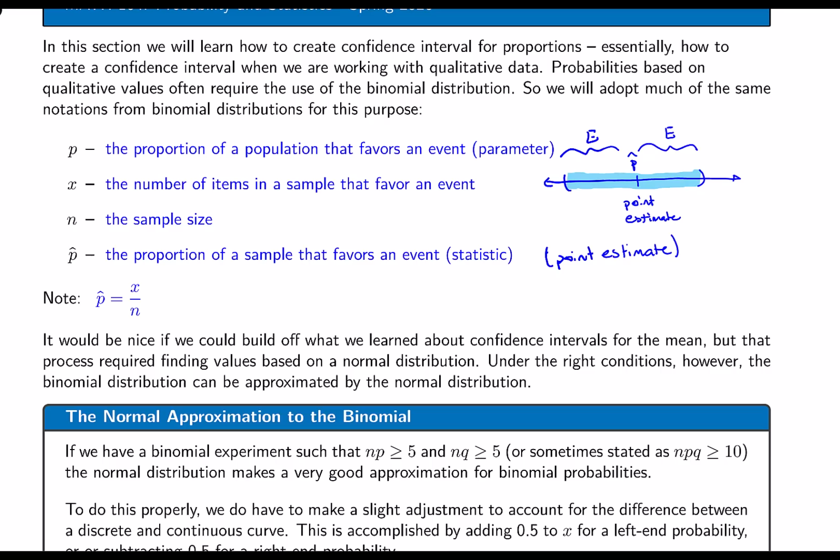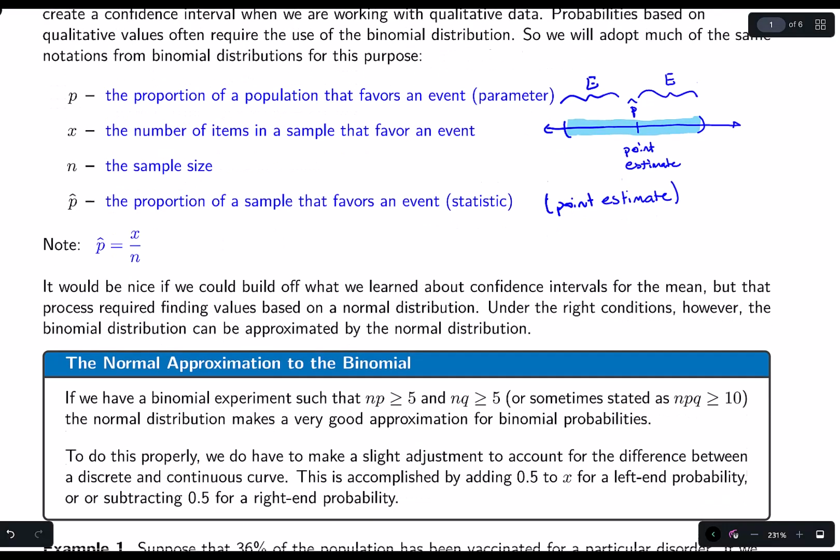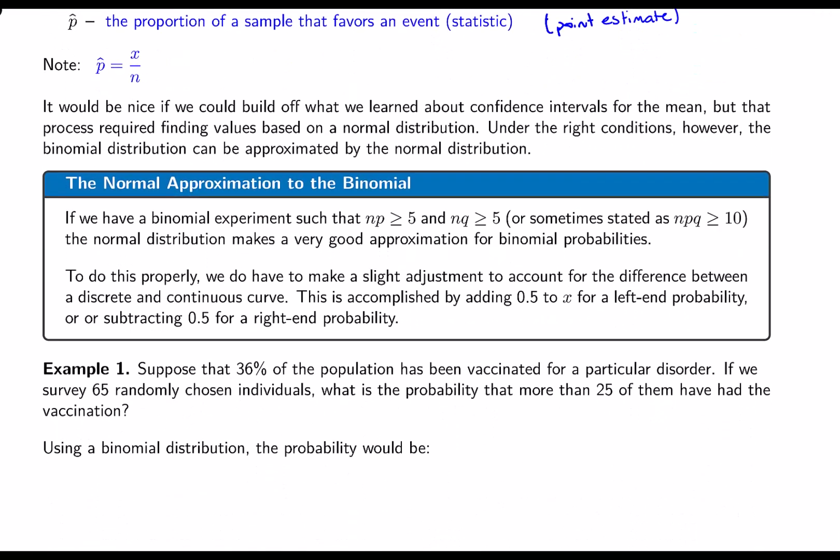Now, some technology does provide a similar feature for inverse binomial distributions, but because it's not a continuous distribution, it's not really quite as robust. And so what we need to do instead is possibly come up with a way of using a continuous distribution in the place of the discrete binomial distribution. And that's where this next part really comes in handy. This is called the normal approximation to the binomial.